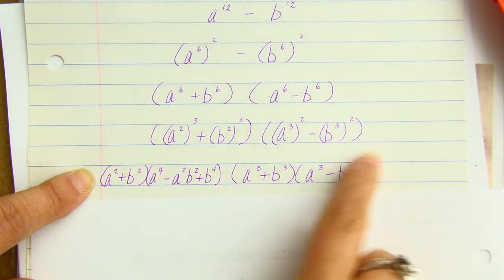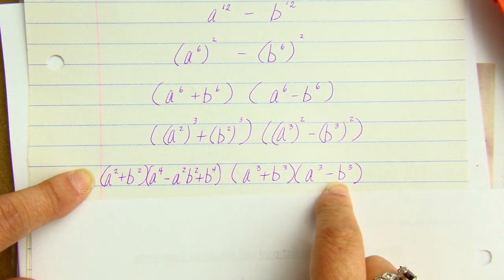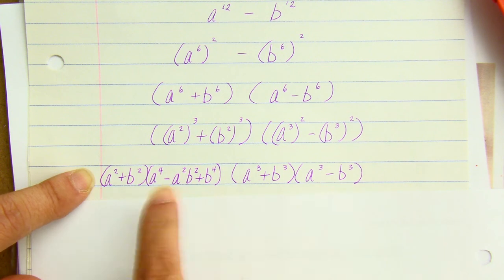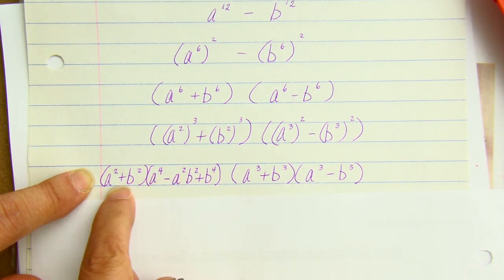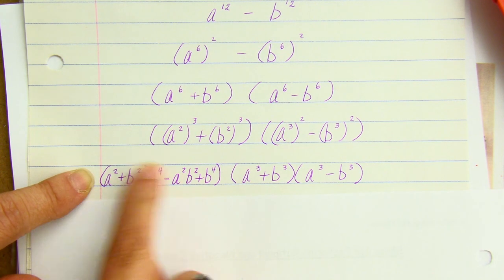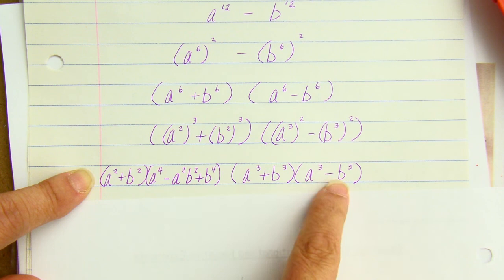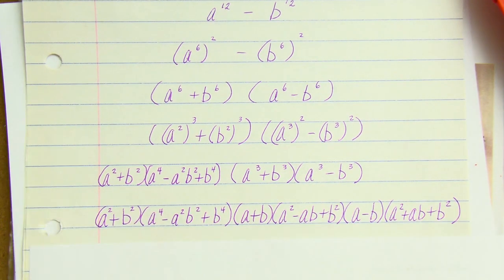This here is going to be a cubed plus b cubed times a cubed minus b cubed. But we're still not done. Remember, this trinomial can never be factored in the cubes. This is the sum of squares. That's SOTS. So this is done. This part's done. But this isn't. I've got the sum and difference of cubes. And so I've got to do another step.